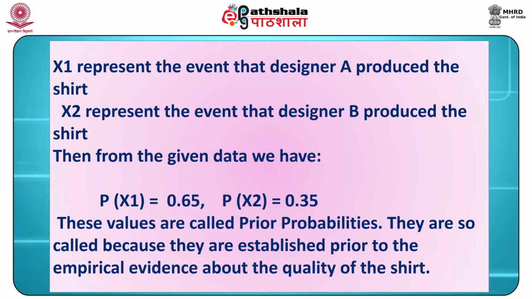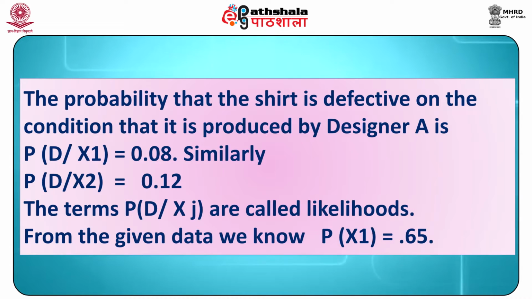The given information shows that if we let x1 represent the event that designer A produced the shirt and x2 represent the event that designer B produced the shirt, then from the given data we have P(x1) is equal to 0.65, P(x2) is equal to 0.35. These values are called prior probabilities. They are so called because they are established prior to the empirical evidence about the quality of shirts.